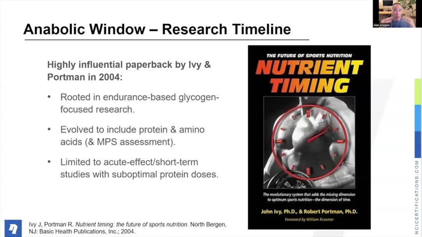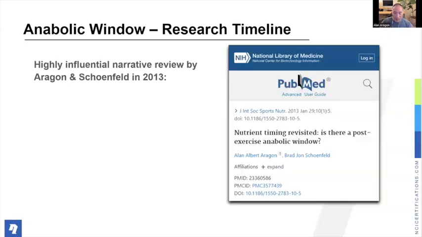And while this post-exercise anabolic window theory is questionable, it still gave us a lot of food for thought, and it set the stage for further investigation. So we'll take a look at that. Fast forward from 2004 to 2013, where this was actually my first peer-reviewed publication. It was a narrative review that I co-authored with Brad Schoenfeld, who I credit for getting my foot in the door of the research world.